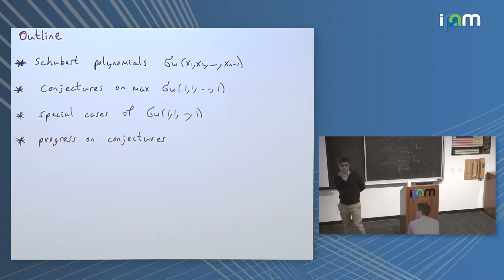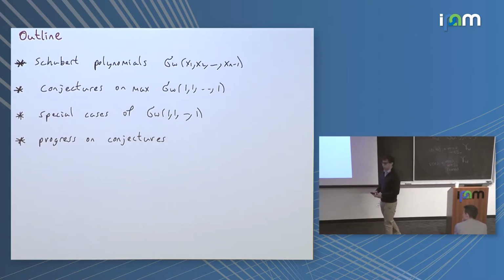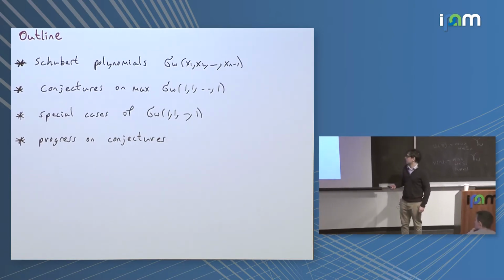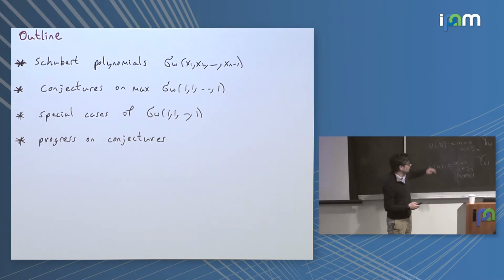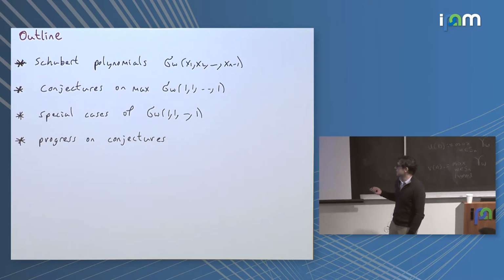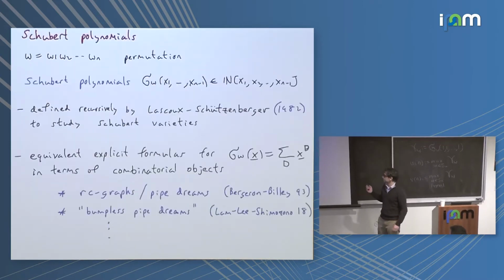Okay, so I'll talk about Schubert polynomials and some combinatorial model to encode them. We're going to talk mainly about specialization, so counting how many monomials it has, and what's the maximum value that this attains. Some special cases, and then progress on some conjectures.